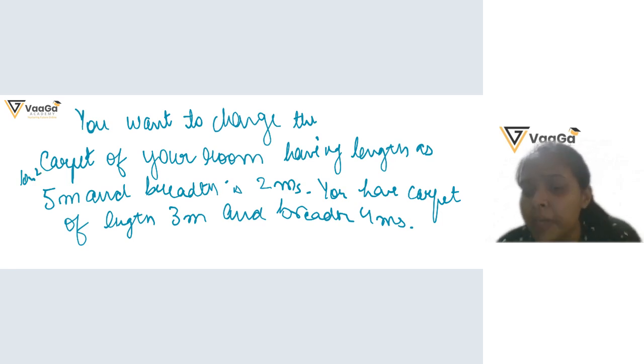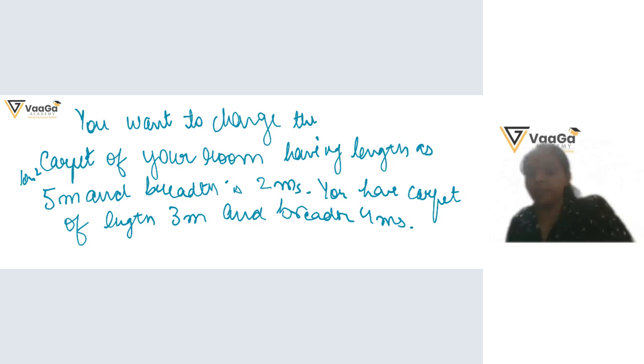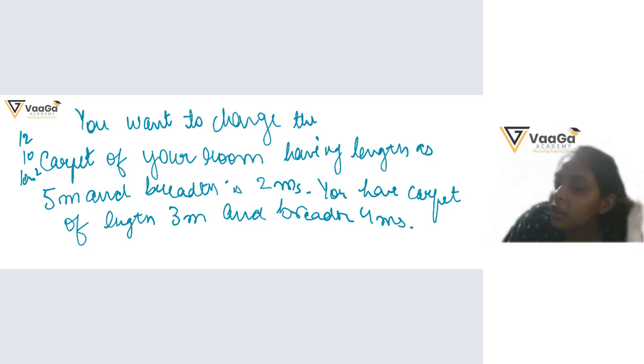And what is the area of the carpet you have? Ma'am, 3 and 4 meters. So 3 times 4 is what? Ma'am, 12. So you have a carpet of 12 and you have a room of 10. So how much of the carpet you have extra? Ma'am, 2 meters square. Yes. Okay, got it? Yes, ma'am.